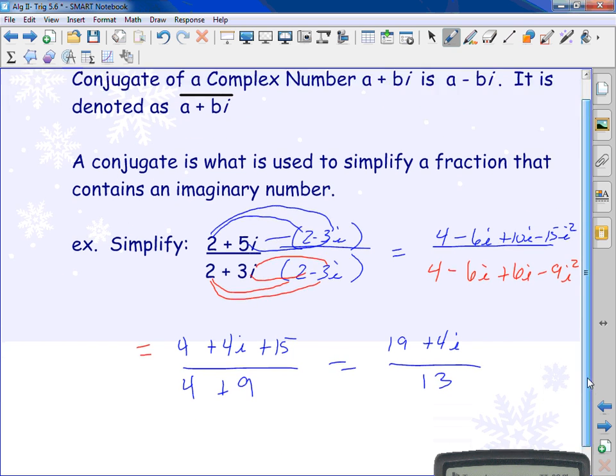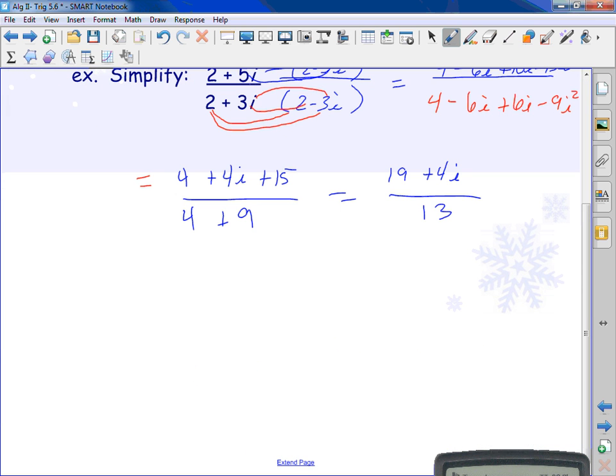To change this into a complex number, 19 thirteenths plus 4 thirteenths i. I broke it apart to change it into a complex number. Formula? There is no formula. Complex numbers have to be a plus bi.